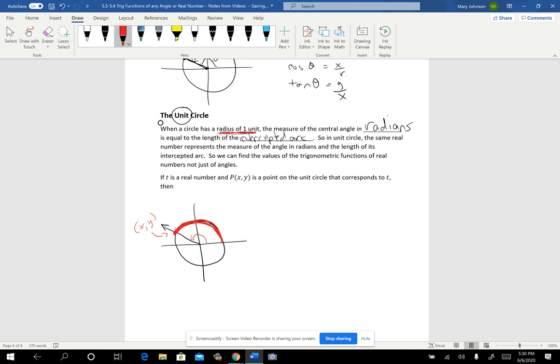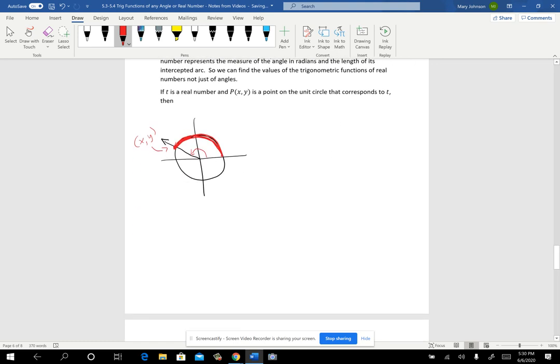So here's how it works. Let me make sure you understand it based on the picture. So t is going to be this real number, okay? And that real number is going to be the length of this arc. The point that we're talking about, point x, y, is going to be that point right there on the unit circle that corresponds to t. So it's right there at the end when you finish drawing that intercepted arc.